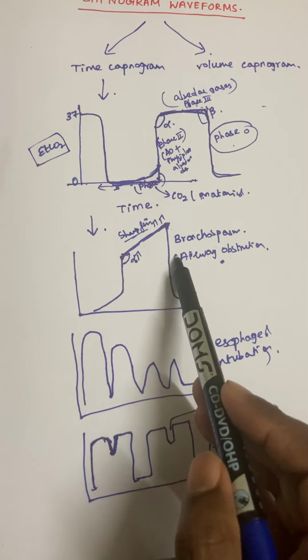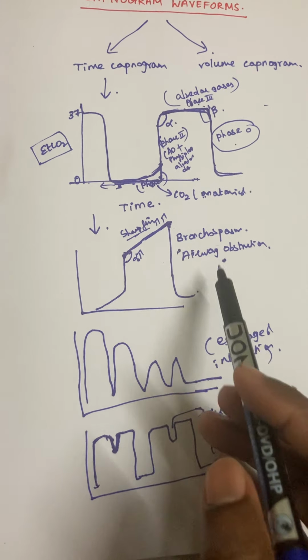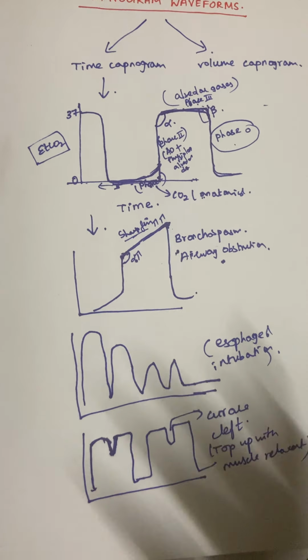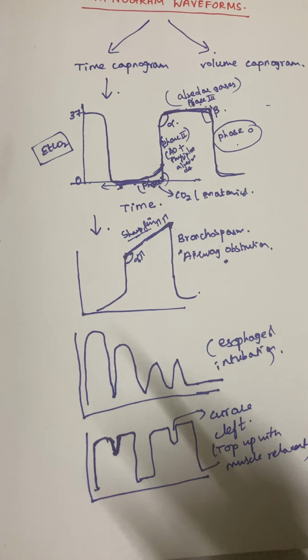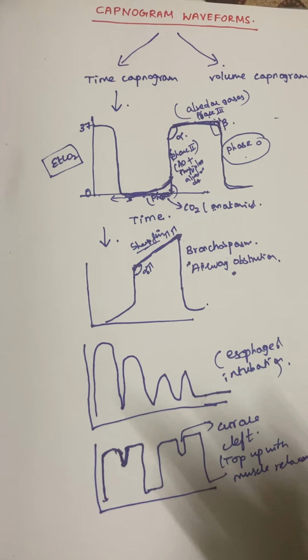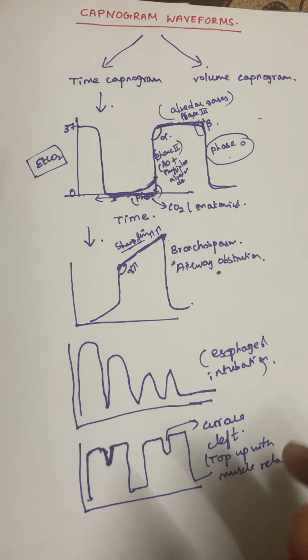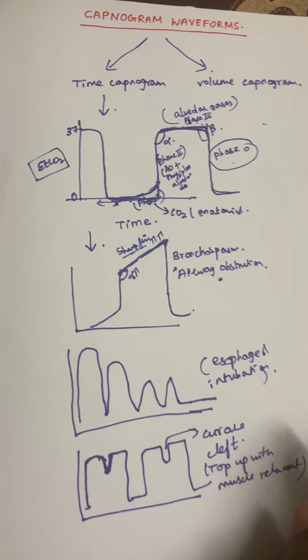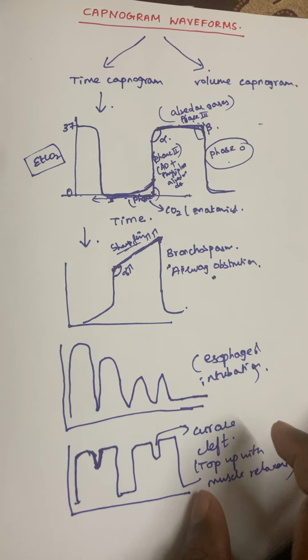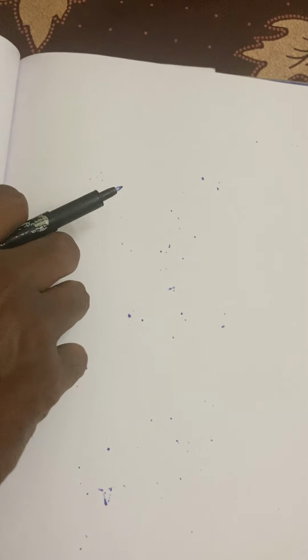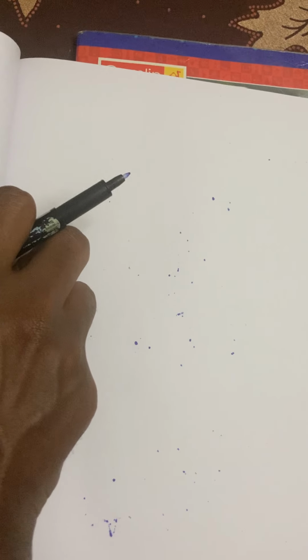If there is bronchospasm and airway obstruction, you can give some salbutamol puffs for relieving the bronchospasm, or you can give IV steroids like short-acting hydrocortisone or long-acting dexamethasone. Okay, so these are 3 major things. Next, we will be seeing other waveforms.